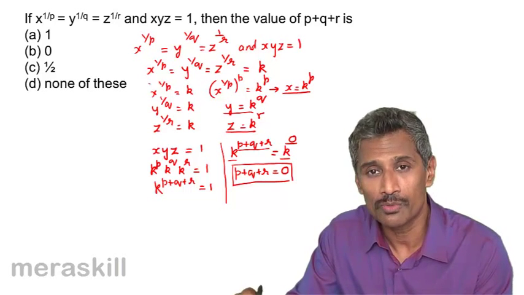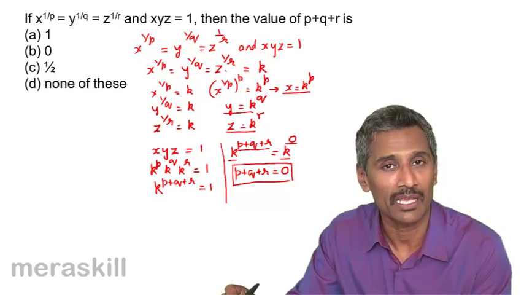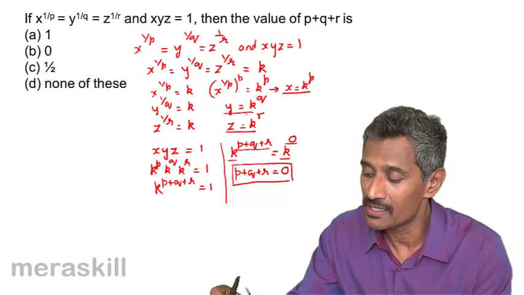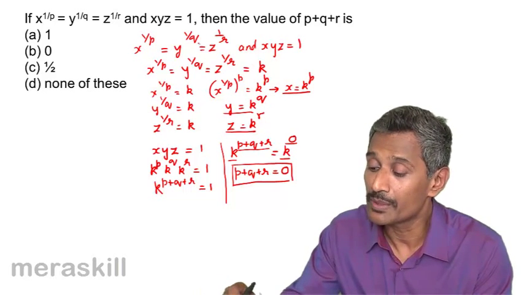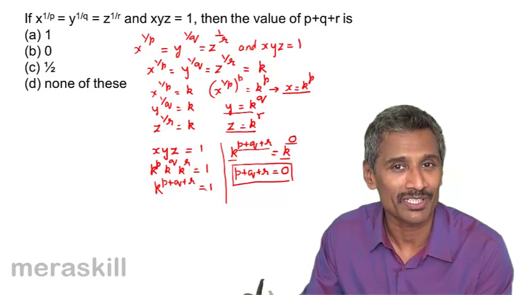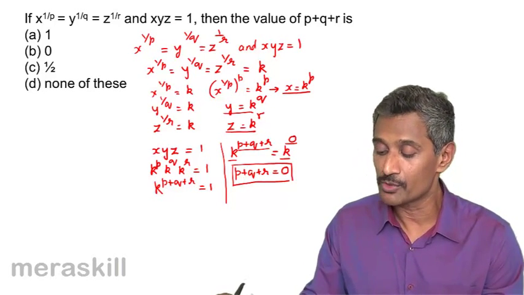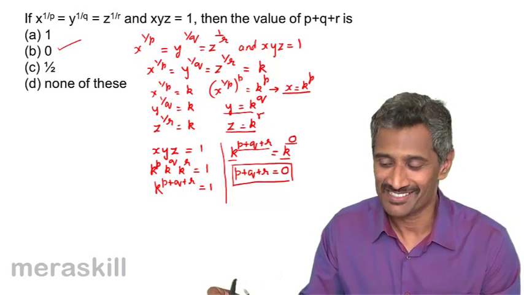Then you take cube on both sides. So x raised to 1 by 3 cubed is x, and this becomes k cubed. Similarly you get this, and hence we have x is this, and since we know, now we substitute in this particular relationship, and hence we are getting this particular rule. So hence p plus q plus r is 0. So among these, this is the right answer.